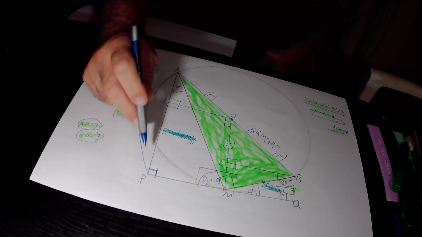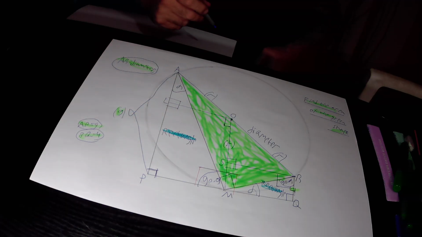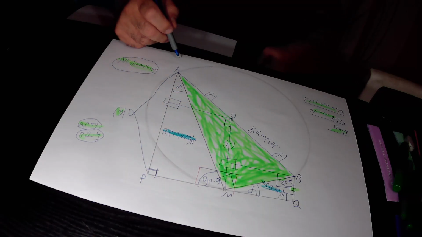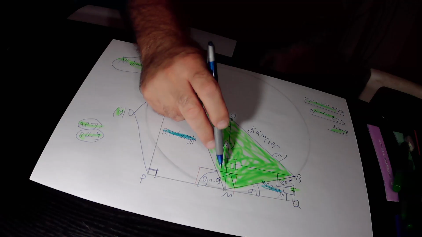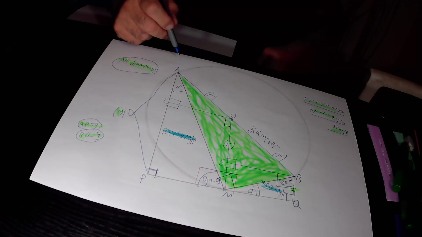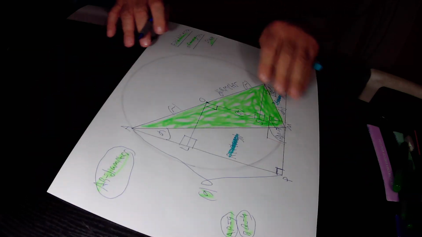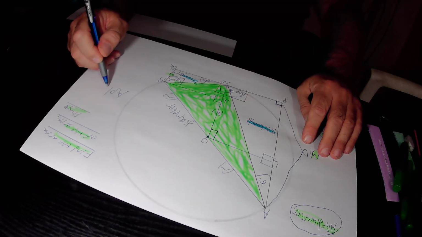But LP is part of the straight line AP. And if a part of a straight line is parallel to another straight line, then the straight line AP itself must also be parallel to the other straight line OM. So I should find out that AP is parallel to OM.